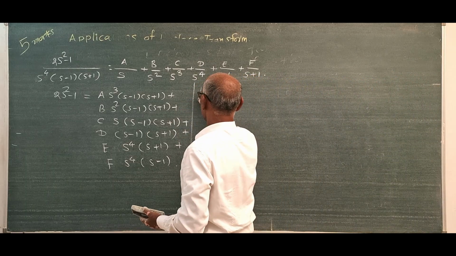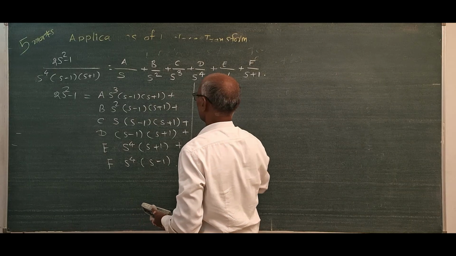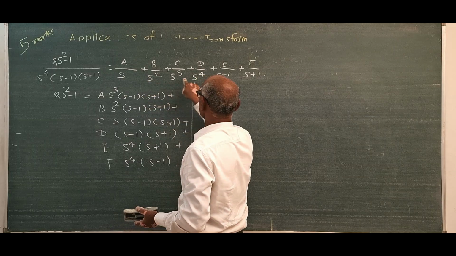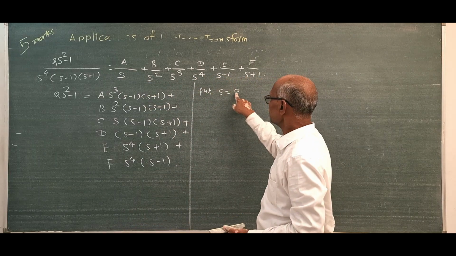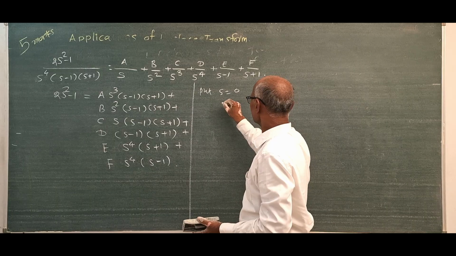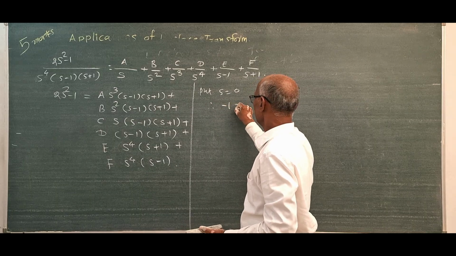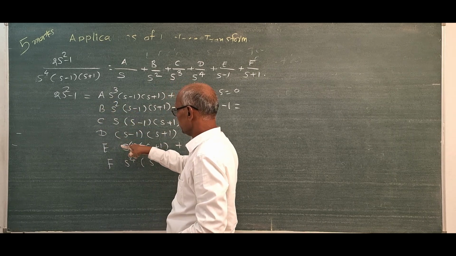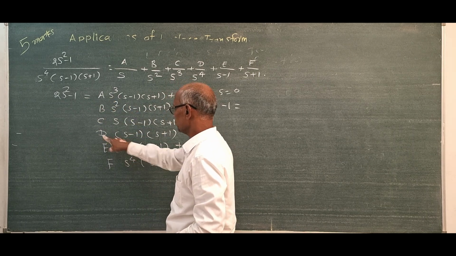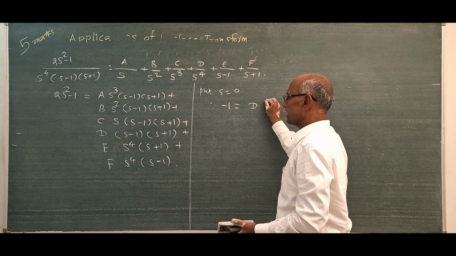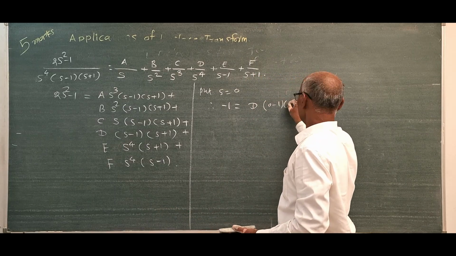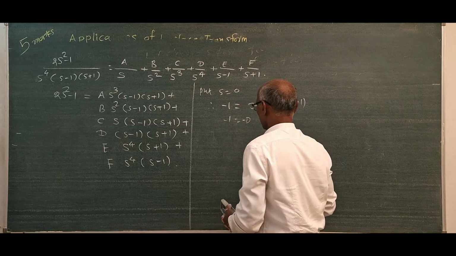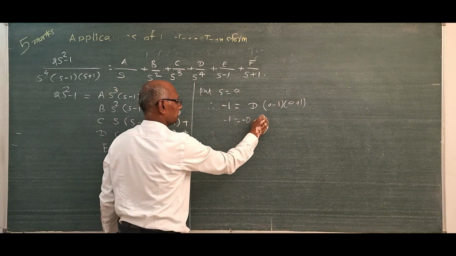First what we will do is put s equal to 0. If it is 0, then s square, s cube, s to the 4 become 0. So put s equal to 0 in this expression. On the left hand side we get minus 1. On the right, this is 0, this is 0, this is 0, this is not 0. So D is left: D into (0 minus 1)(0 plus 1), so minus 1 is equal to minus D. And therefore D is equal to 1.